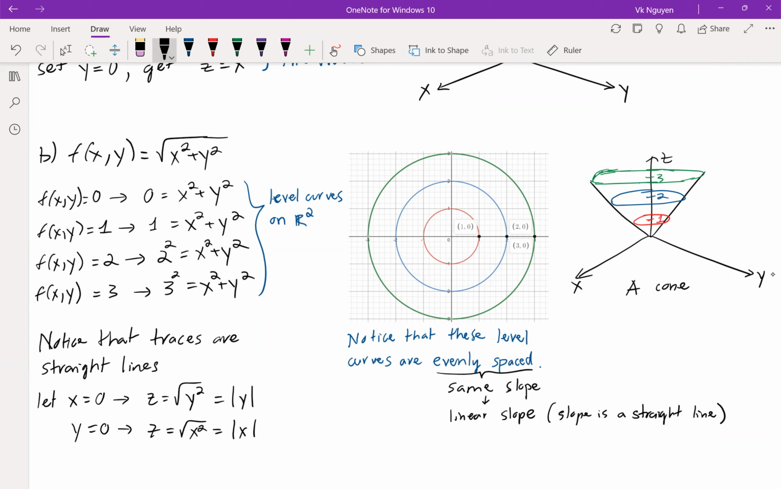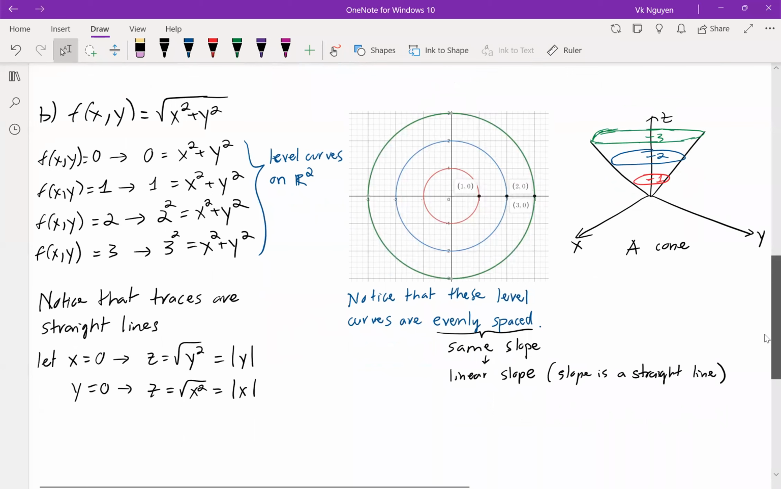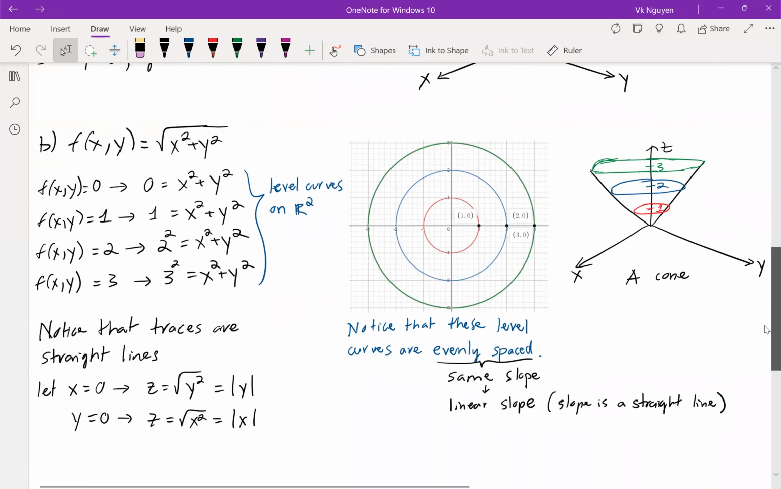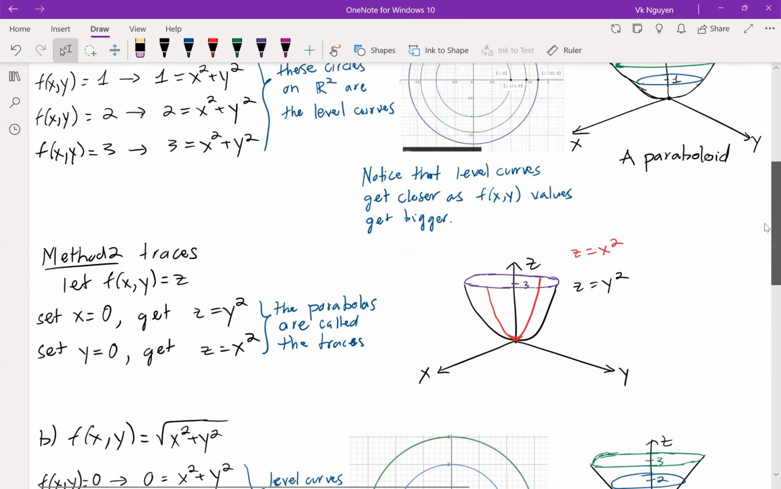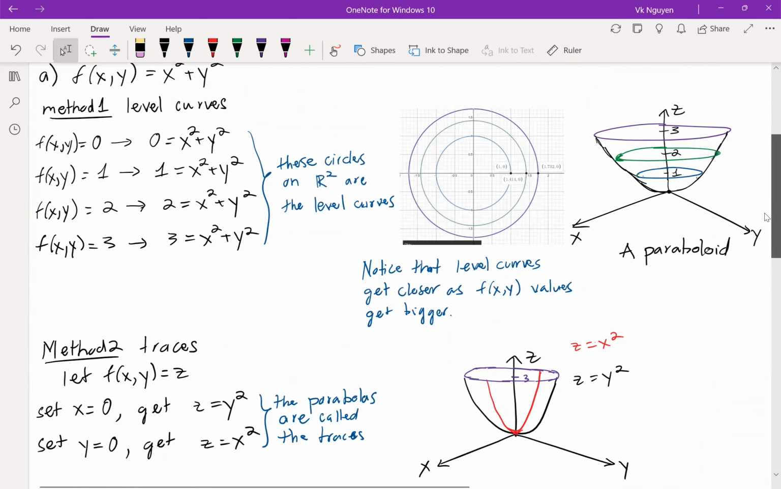Okay. Hopefully you guys are able to distinguish between the cone and the paraboloid. So if the level curves are evenly spaced out, then we're gonna have a cone. The line is linear. But if not, then let's see. Notice that level curves get closer as f(x, y) value gets bigger. We get a curve instead of a line, a steeper slope as z gets bigger.